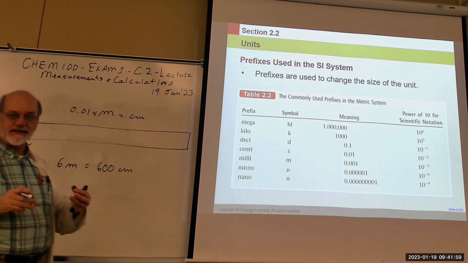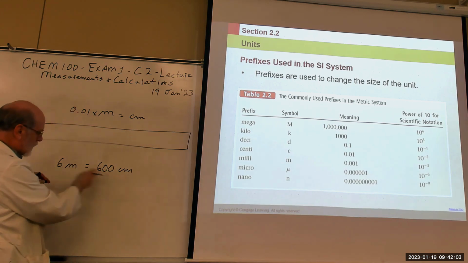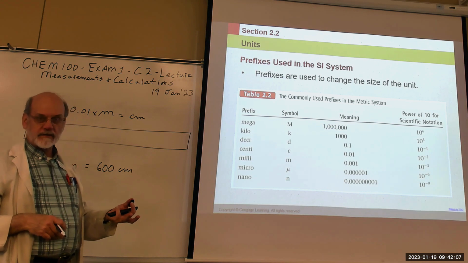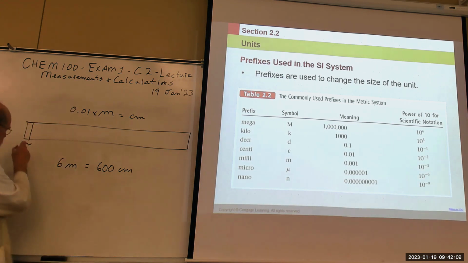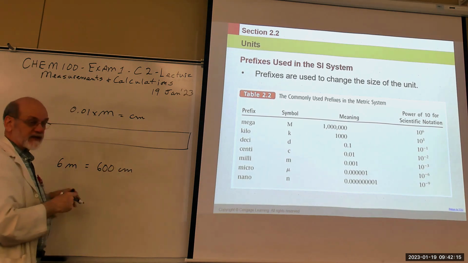Right? Does that make sense? If you have 6 meters, then you don't want to go 0.06 centimeters. That's too small. That's only down here like that. That doesn't make sense. So 600 centimeters makes more sense.